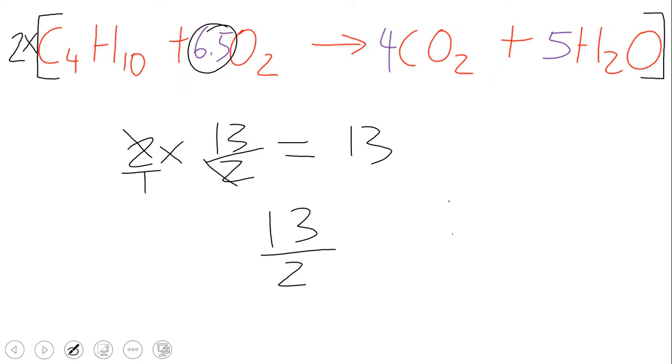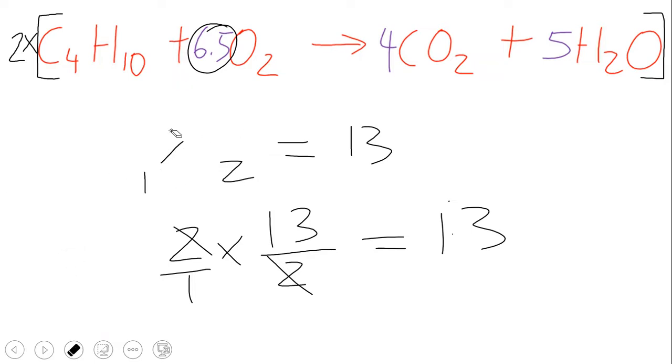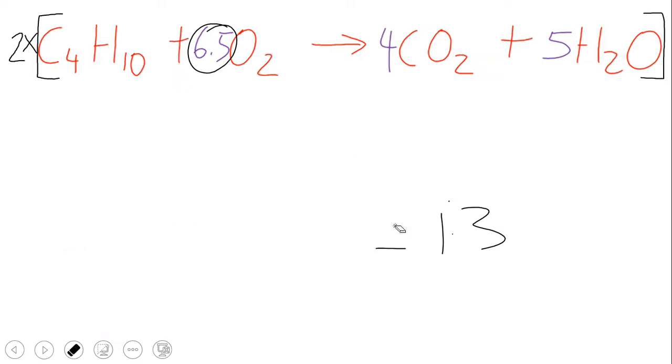So what can we multiply by 13 over 2 to give us a whole number? Well, the answer is 2. If we do that, the 2s cancel out, leaving us with 13. Okay, so let's do that. We're only doing that because we want only whole numbers for our chemical equation.